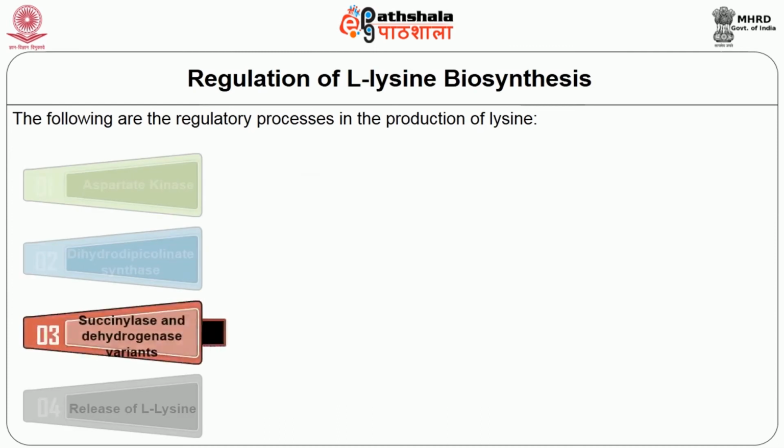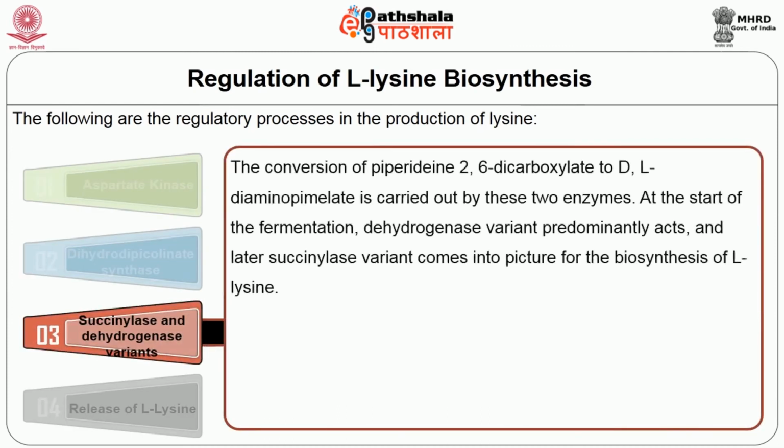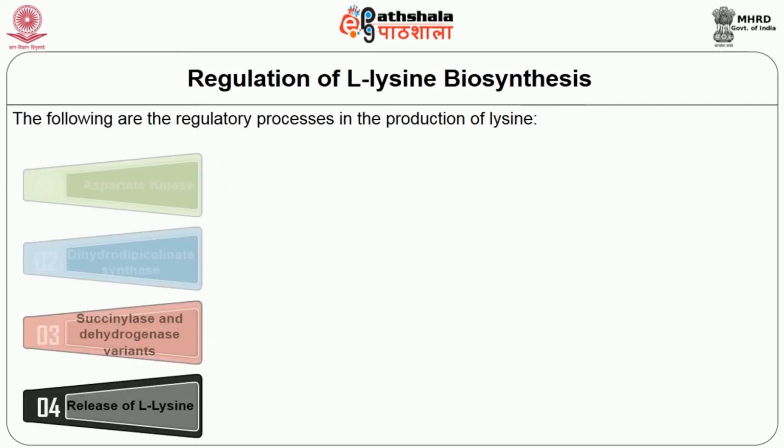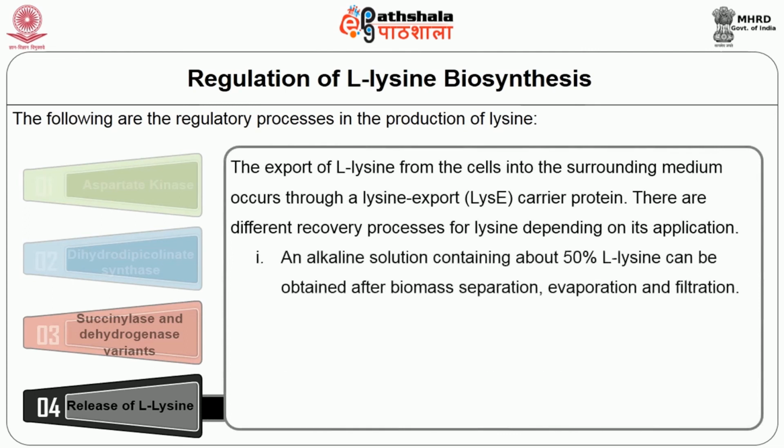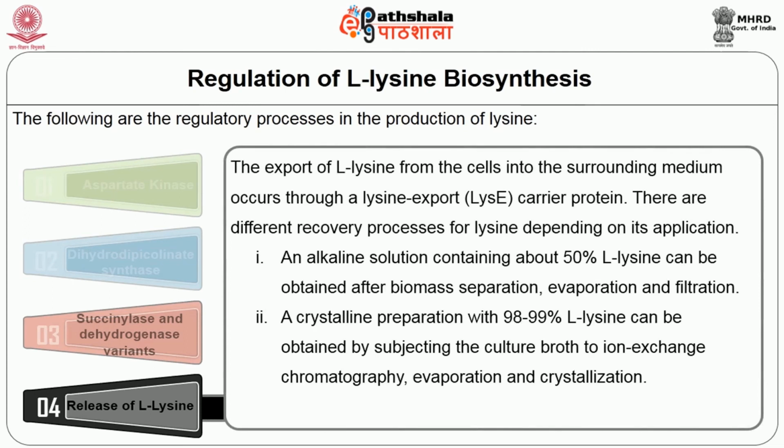Succinylase and dehydrogenase variants. The conversion of piperidine 2,6-dicarboxylate to DL-diaminopimelate is carried out by these two enzymes. At the start of the fermentation, the dehydrogenase variant predominantly acts, and later the succinylase variant comes into the picture for the biosynthesis of lysine. Coming to the release of lysine, the export of lysine from the cells into the surrounding medium occurs through a lysine export carrier protein.